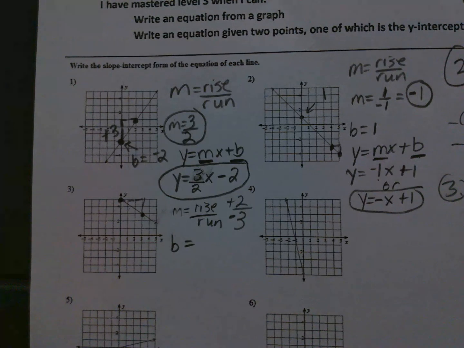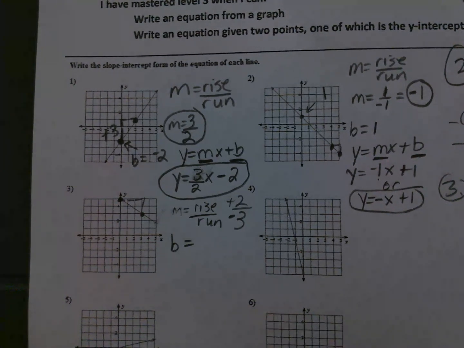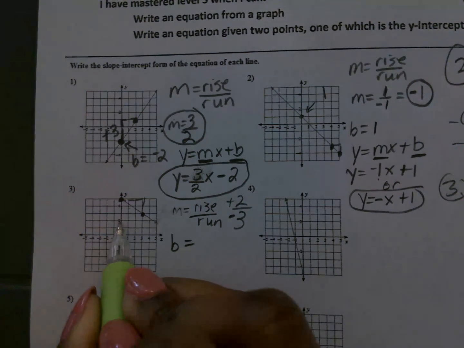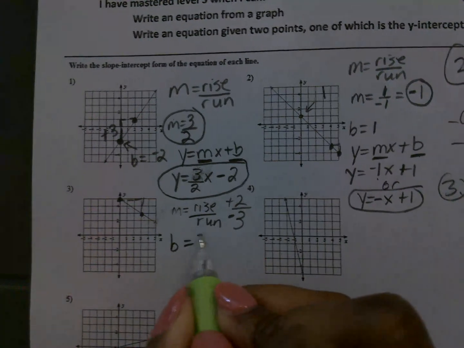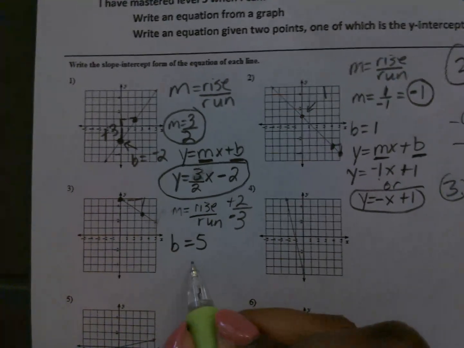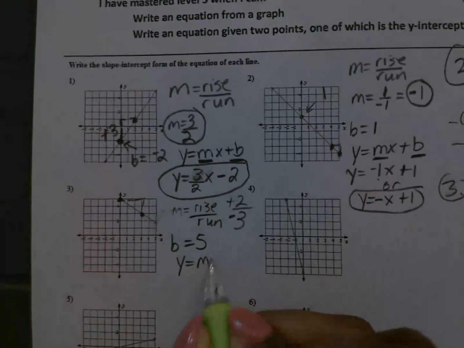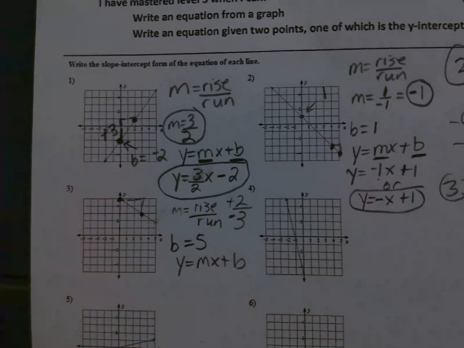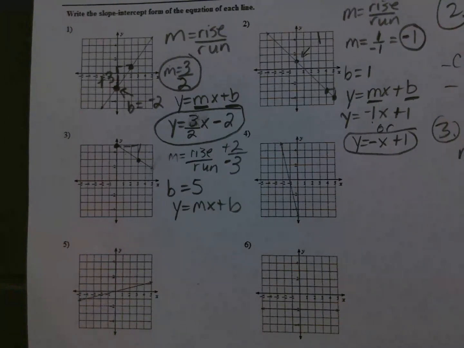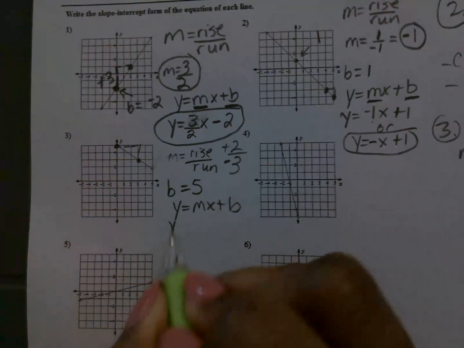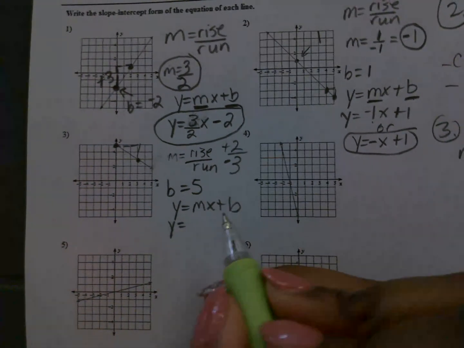Okay. All right, where does it cross the y-axis? Yes, it crosses at 5. 1, 2, 3, 4, 5. So now we write our equation in slope-intercept form. Y equals mx plus b. How do we write this, Annabelle? Now we're going to substitute m and b in, right? So this is going to be y is equal to what?